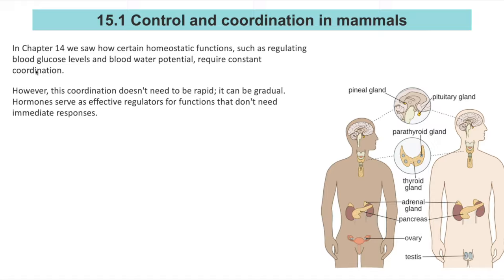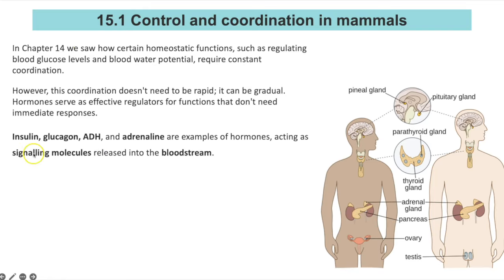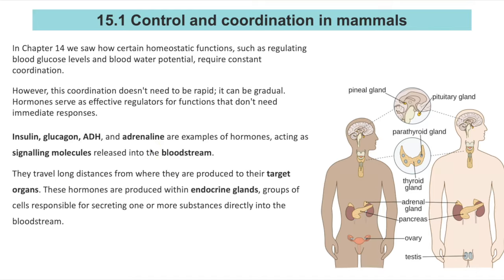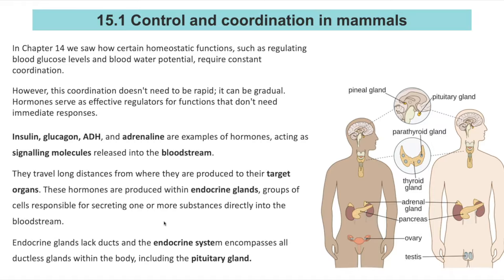With the nervous system, it's going to be far more rapid rather than gradual, which is what the hormonal response is. So insulin, glucagon, ADH and adrenaline are examples of hormones which act as signaling molecules released into the bloodstream, and they travel long distance from where they're produced to their target organs. These hormones are produced within endocrine glands, which basically means a gland that produces a hormone, and groups of cells responsible for secreting one or more substances directly to the bloodstream. Endocrine glands lack ducts, and the endocrine system encompasses all those ductless glands within the body, including the pituitary gland, which we can see at the top just here within the brain.